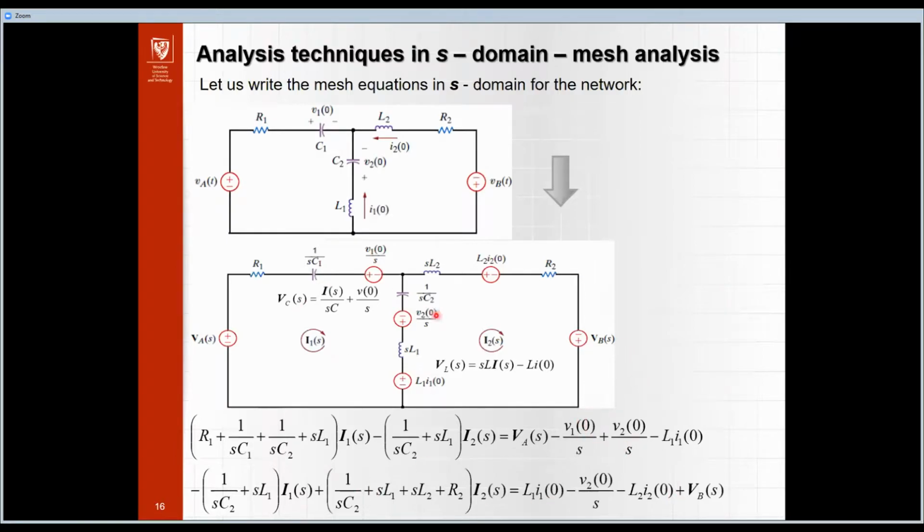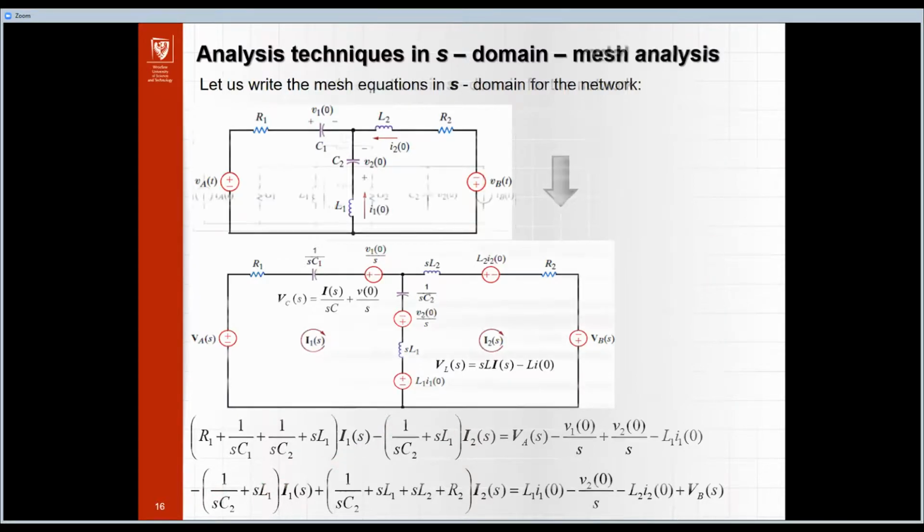And the same we can write for the second loop, and this is the impedance connected with the second loop, and the common impedance, and this is the same.